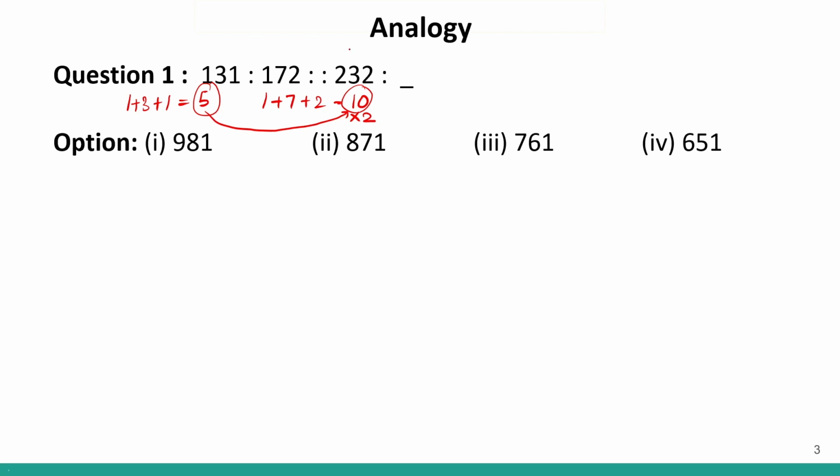So now let us do the same thing for this. 2 plus 3 plus 2 will give me how much? 3 plus 2, 5 plus 2, 7. So now I have to look at a number which is a multiple of 2, that means whose sum of digits is 14.